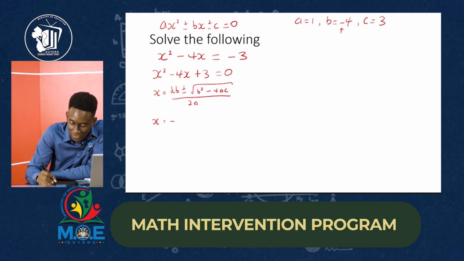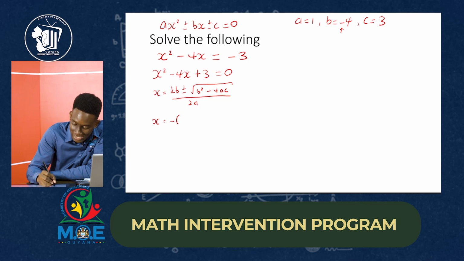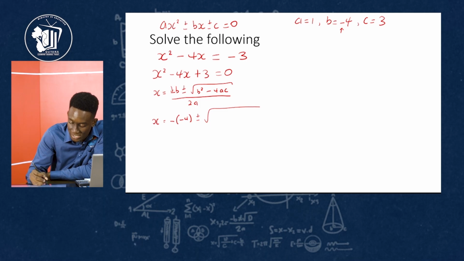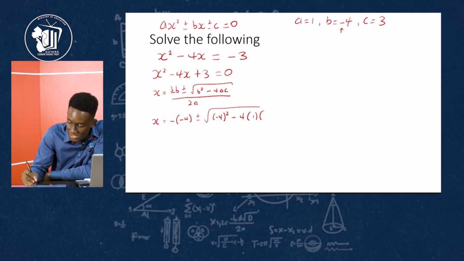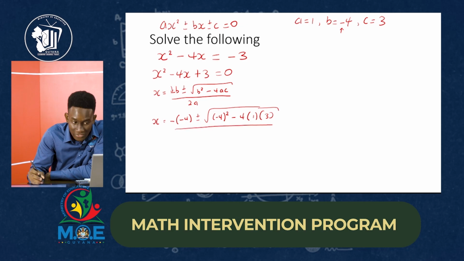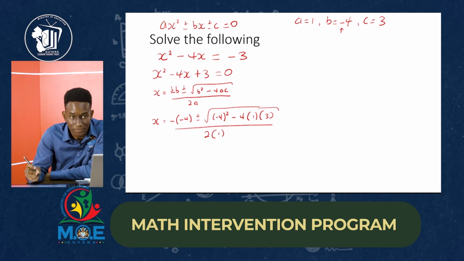So negative, and in brackets b, which is negative 4, plus or minus the square root of b squared, which is negative 4 squared, minus 4 times a, which is 1, times c, which is 3. And all of this will be divided by 2 multiplied by a, which is 1.